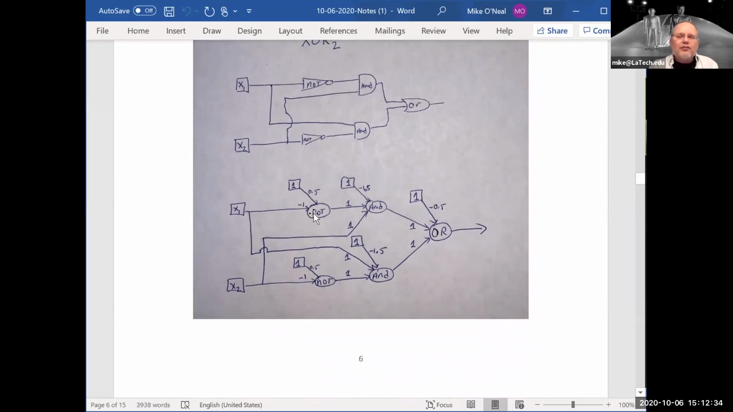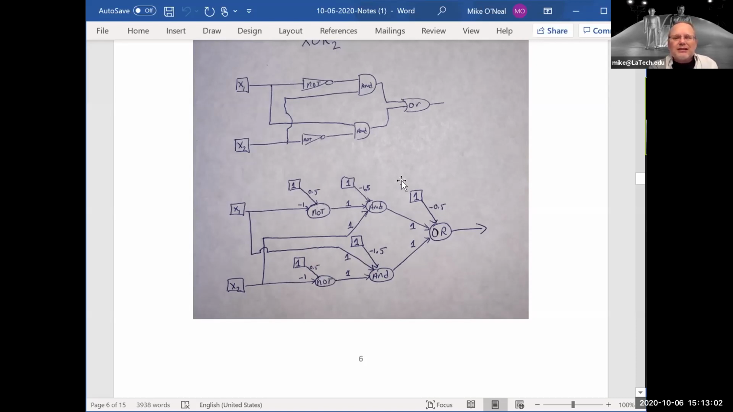Here's our NOT. If you go back and look, we defined a NOT, it had a -1 and a 0.5 as the threshold. And here's an AND, it had a 1 and a 1 and a -1.5. And here's an OR, it had a 1 and a 1 and a -0.5. Here's an AND, a 1 and a 1 and a -1.5, so it's the same thing as this one. This NOT's the same thing as this one.